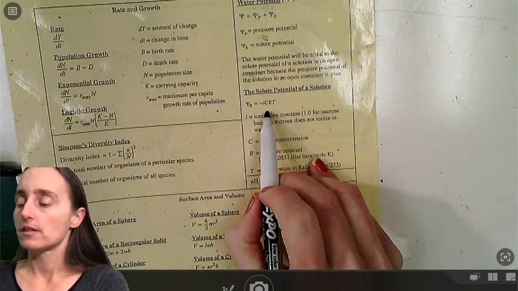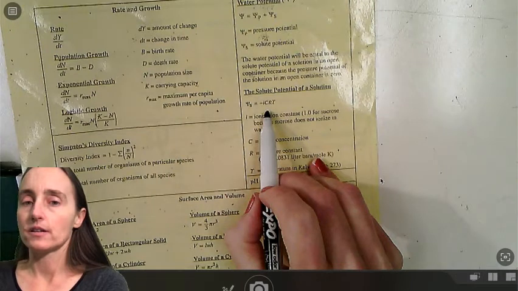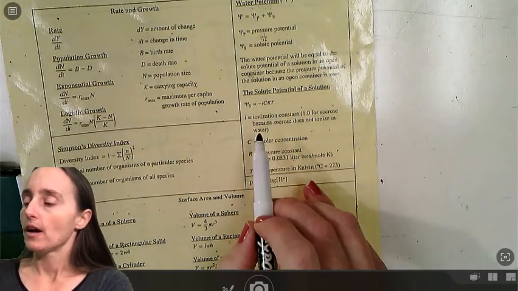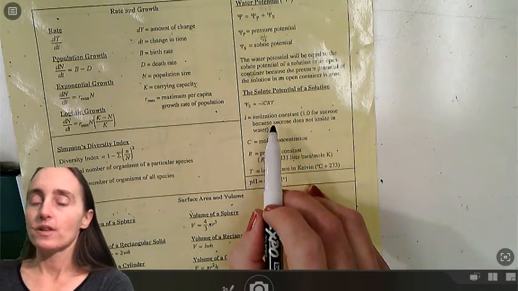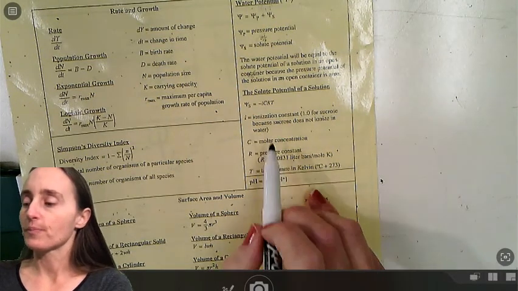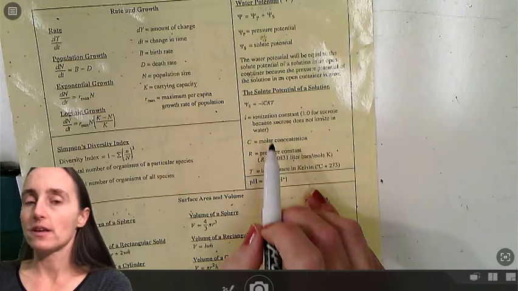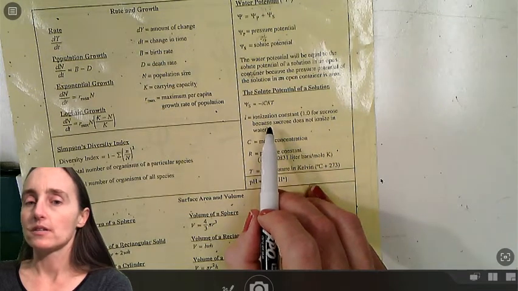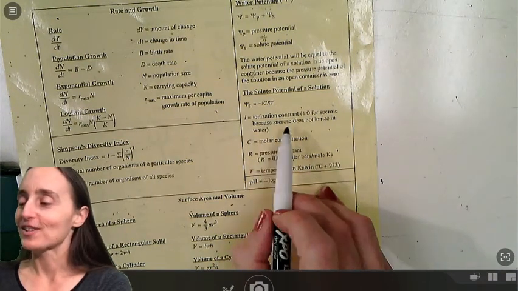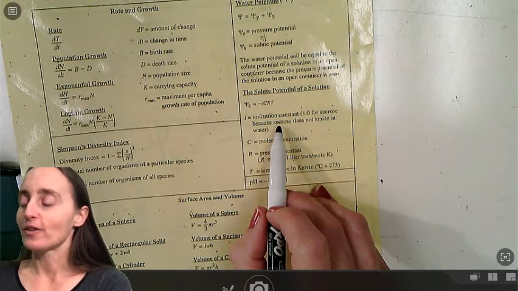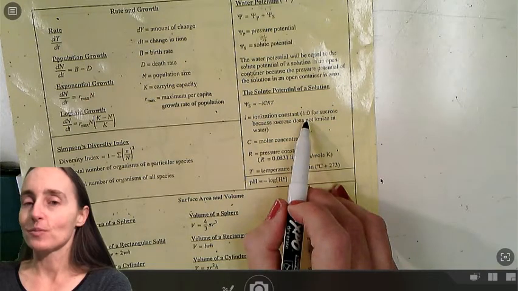Okay, so negative iCRT. And sorry, my document camera seems to be a bit slow today. So then it tells you what all these things stand for. i is the ionization constant, basically how many parts does a molecule break down into if you put it in water. That's how I think of that. So an ionization constant is 1 for sucrose, because sucrose doesn't break into 2 parts in water.